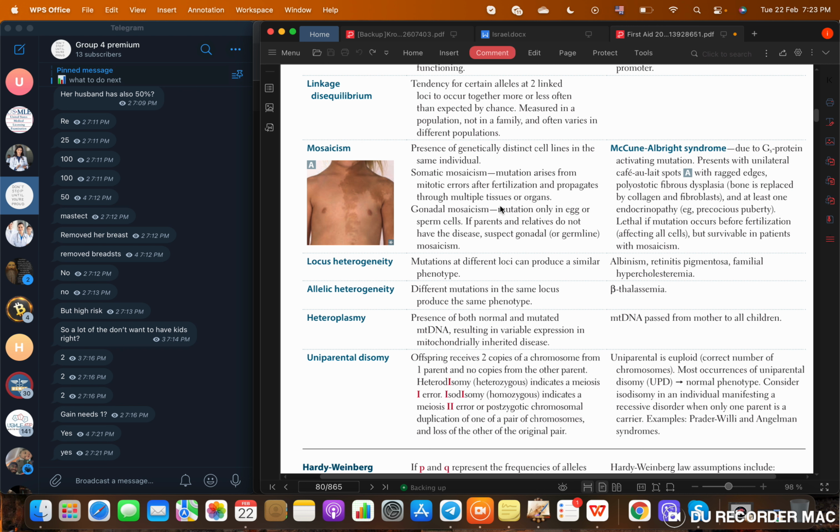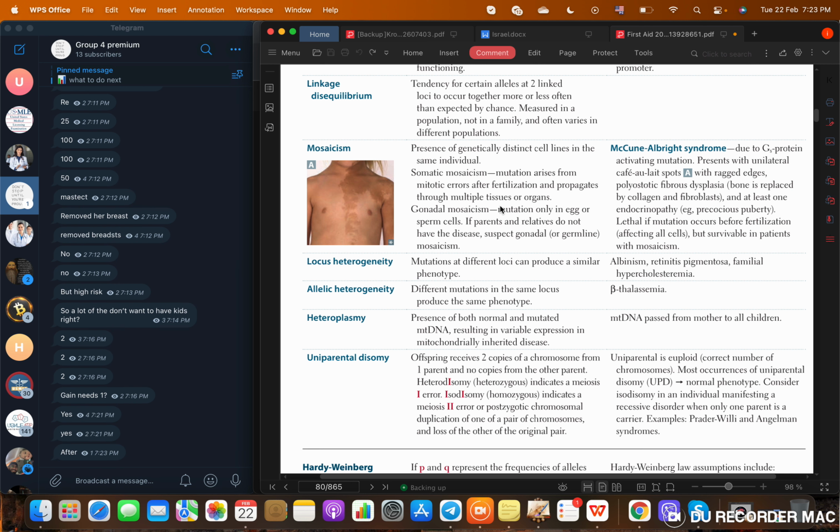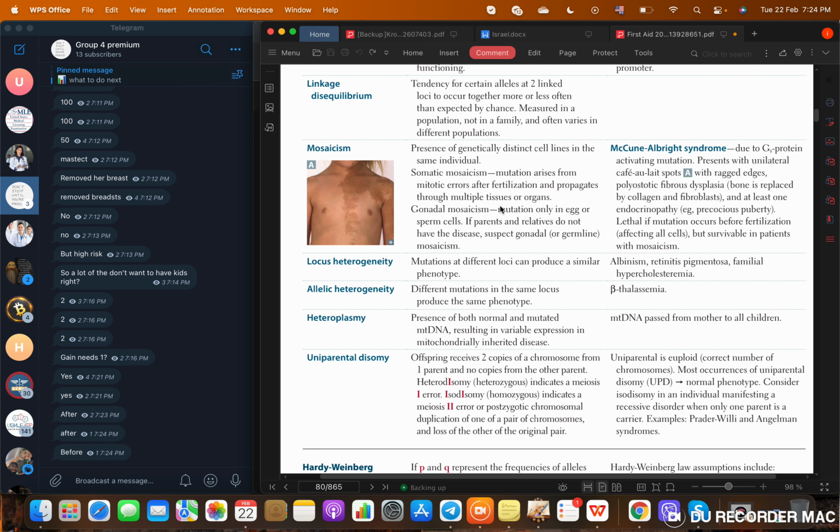And what do you think? Is it better to get a mutation before fertilization or after fertilization? Well, I cannot say better, but I can say which one is more lethal. Which one is more lethal? Like the baby is not going to survive, no baby. Before, absolutely. Before is more lethal. Okay, good. So they write here: gonadal mosaicism, mutation only in the egg or the sperm.